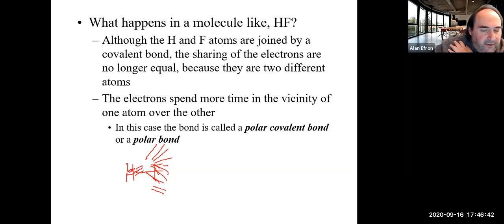And what that's essentially going to do is create a situation where more electrons are hanging out by the fluorine, and that's going to make it partially negative, while the hydrogen will become partially positive. Those are what I refer to as delta symbols. So delta positive, delta negative are partially positive or partially negative type charges. And that's because the electrons are hanging out over here.